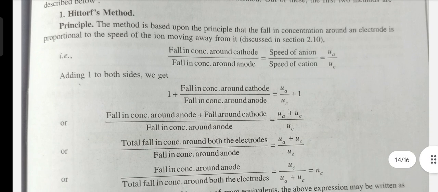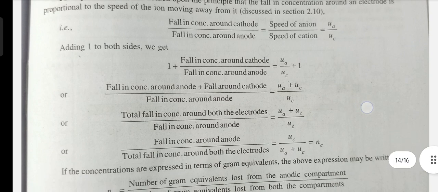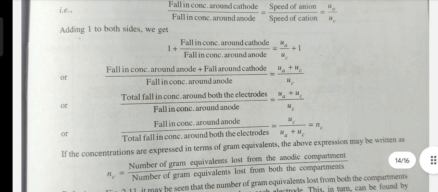Hittorf's method. Principle: the method is based upon the principle that the fall in concentration around an electrode is proportional to the speed of the ion moving away from it. Fall in concentration around cathode upon fall in concentration around anode is equal to UA upon UC. Adding 1 to both sides, fall in concentration around anode plus fall in concentration around cathode upon fall in concentration around anode is equal to UA plus UC upon UC.